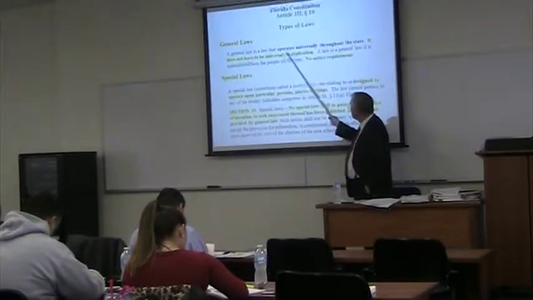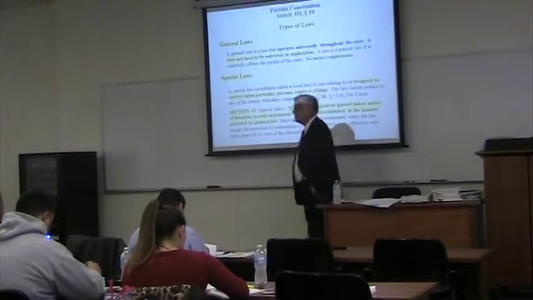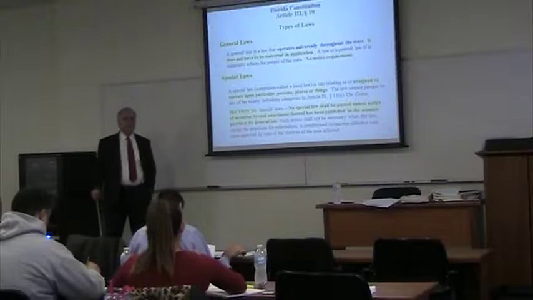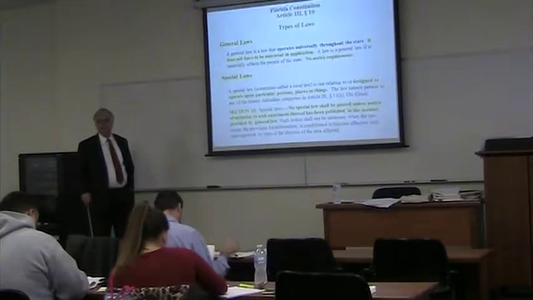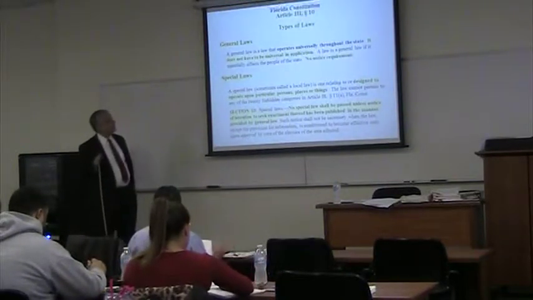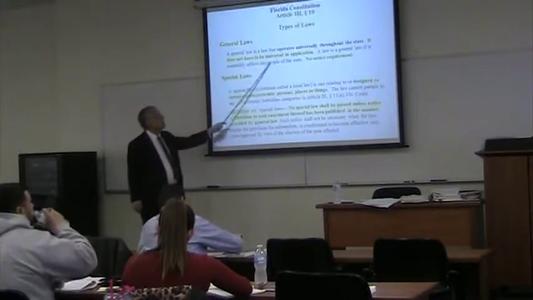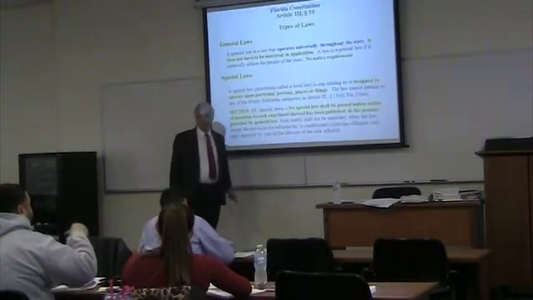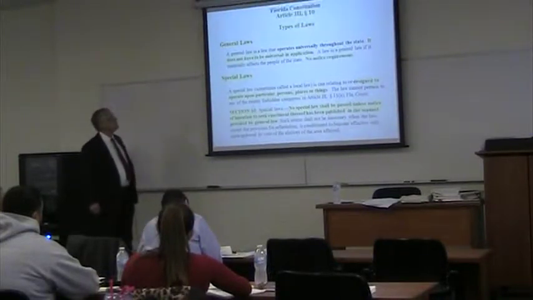What is a general law? A general law is a law that operates universally throughout the state, but does not have to be universal in its application. An example: driver's licenses. There is a general law that says everybody who drives in this state must have a driver's license. However, if you don't have a driver's license, of course you don't drive, so it is not applicable to every individual in the state. It operates throughout the state on everybody, but it is not applicable to every single individual.